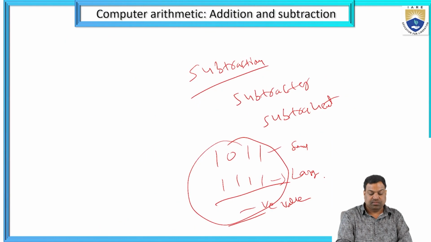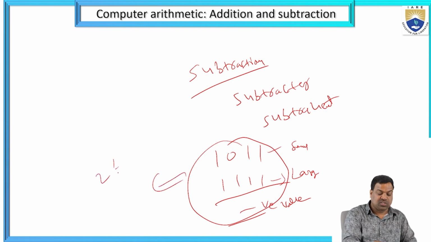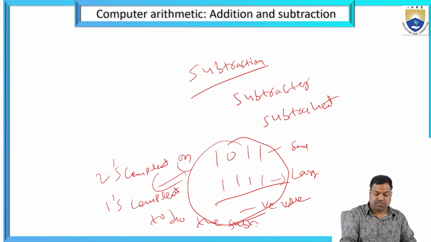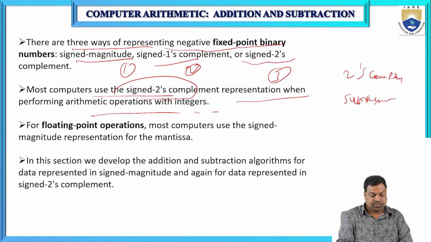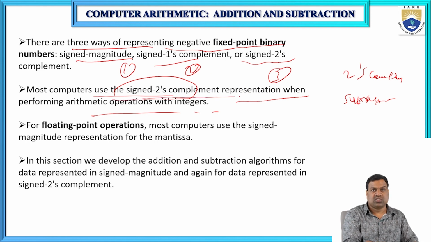So in negative value subtraction like this, we use two's complement or one's complement to do the subtraction. So it is a better option to do the subtraction. Now most computers use two's complement representation for performing arithmetic operations, and for floating point operations, most computers use signed magnitude representation for the mantissa.